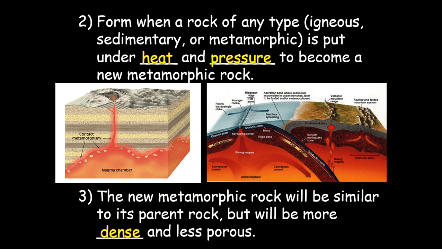So they're going to tend to be more dense because of that heat and pressure, that squeezing, and less porous. Meaning, if you have an igneous rock that had vesicles or holes in it, add heat and pressure to it, that rock is going to be squished. No more holes, no more vesicles.